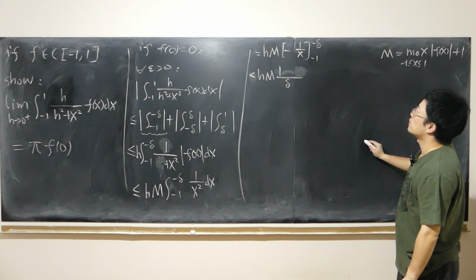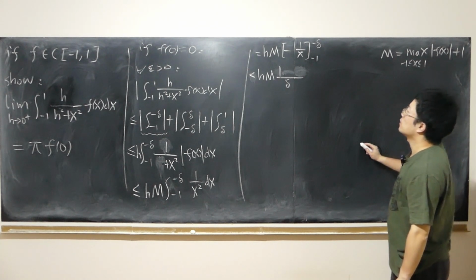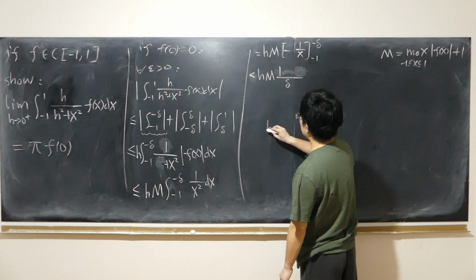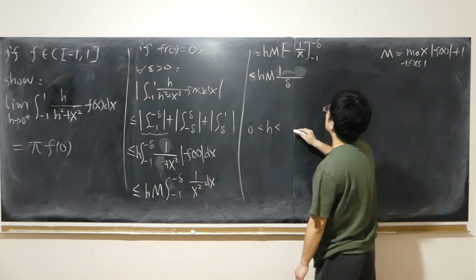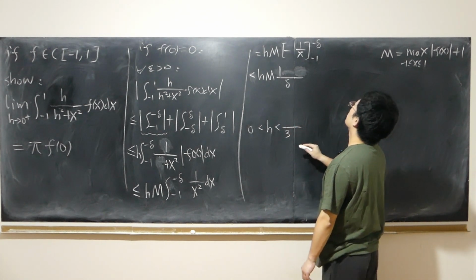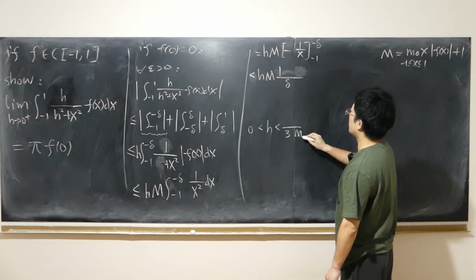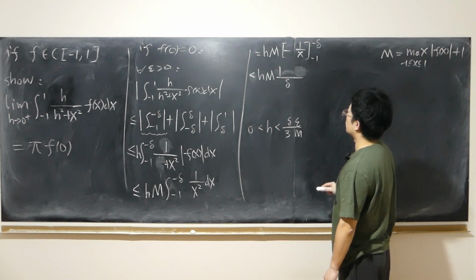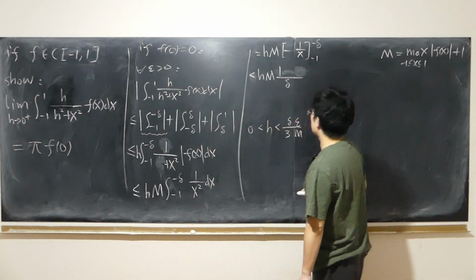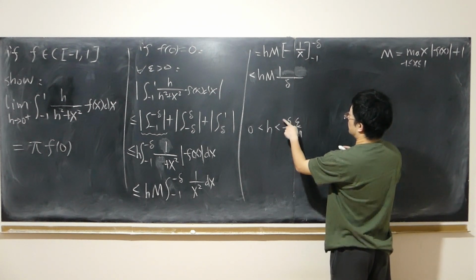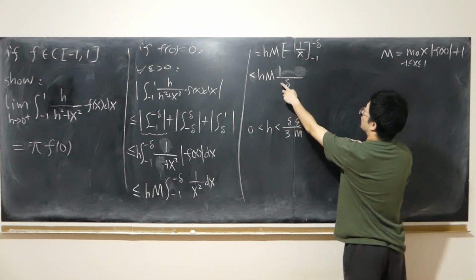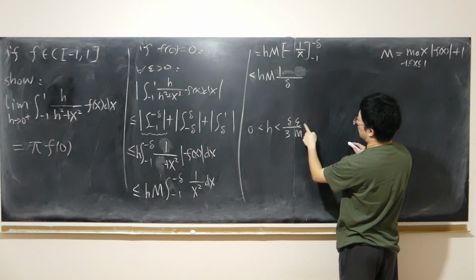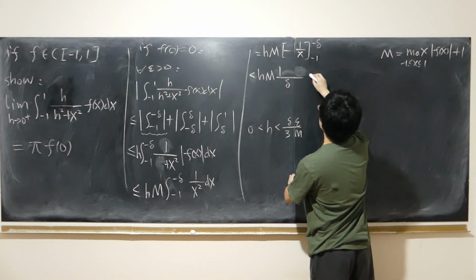So how can I make sure this is small enough? Maybe as long as I let h be bigger than 0 and smaller than a third of delta epsilon over m. This epsilon is this epsilon. In that way, right? So this times m over delta times m over delta, m cancels out, delta cancels out, can be smaller than a third of epsilon, right, in that case.